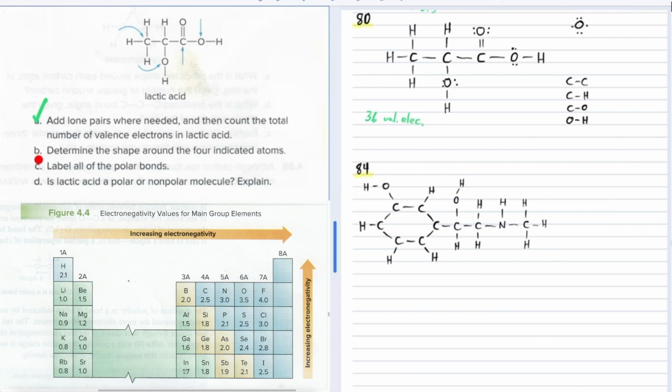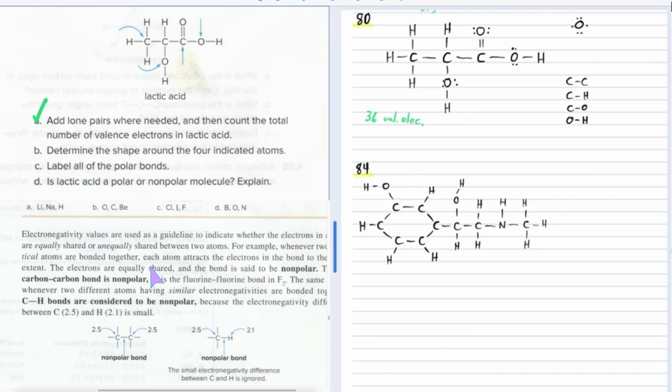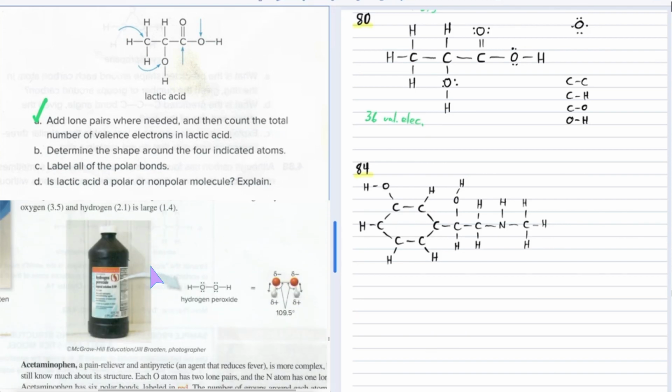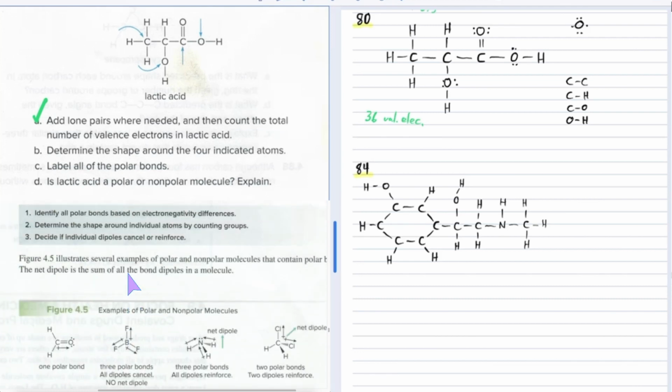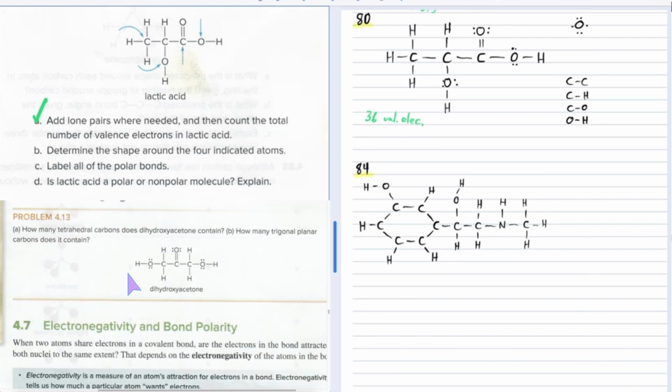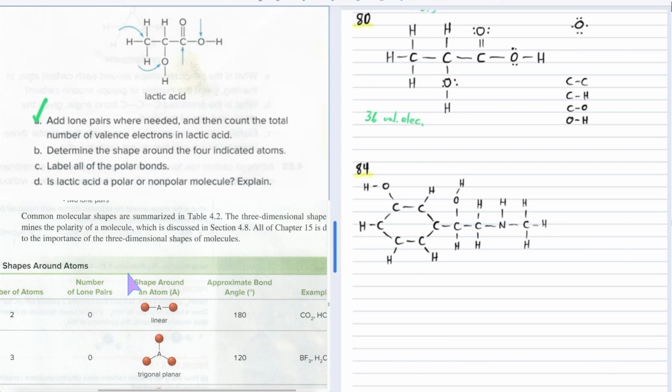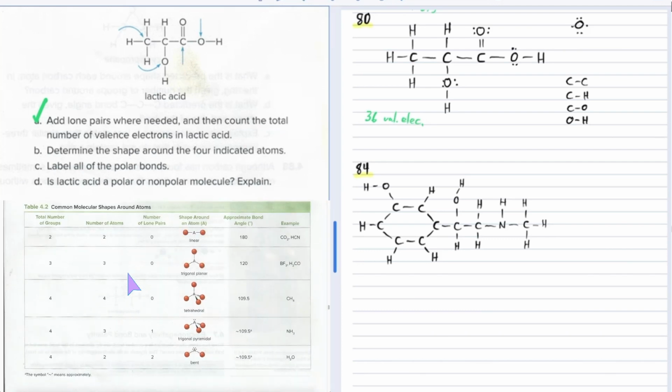Okay, B. Determine the shape around the 4 indicated atoms. So you got these 4 atoms, and to do this, we're going to need the next table, which helps us do molecular shapes. Let's find that. Here it is. Table 4.2. Okay, the way you determine the shape is you count the number of atoms that one is connected to, as well as the number of lone pairs, and then this will tell you the shape. So atoms and lone pairs, and you get the shape.